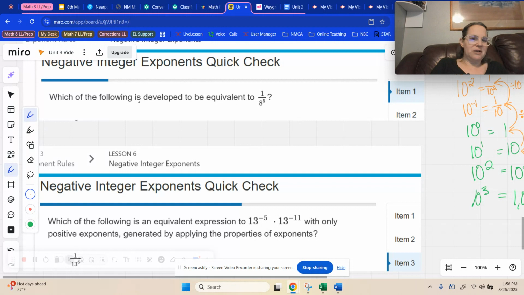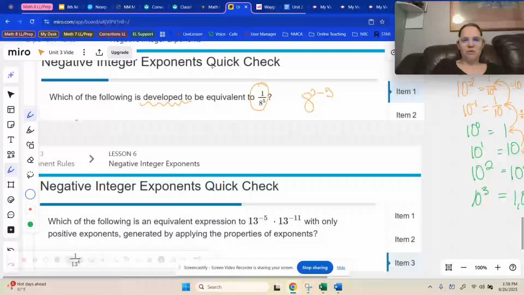So which of the following is equivalent? They give you choices, but what you're looking for is what was the power that resulted in this fraction, 1/8 to the fifth. So now we'll do it backwards. The base is 8. The exponent was a negative, and that's why it went to the bottom of the fraction. These are from your quick check. This is quick check item 1.